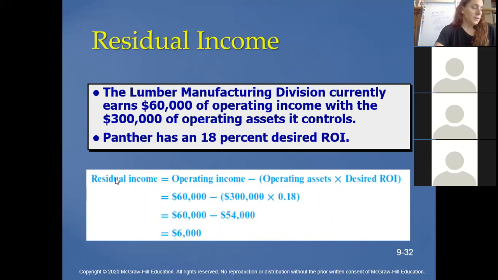Okay, so this is an example. They earn $60,000 of operating income, $300,000 of operating assets, and they want 18% ROI. So you're just going to plug it in. It's going to be your income minus the assets times the desired ROI. So they're going to add $6,000 to that company above their desired ROI. Okay. Any questions?